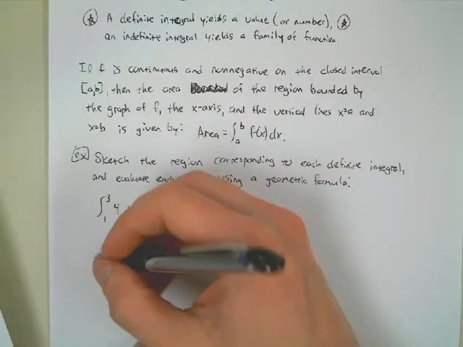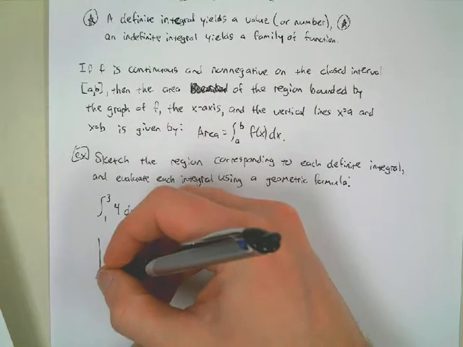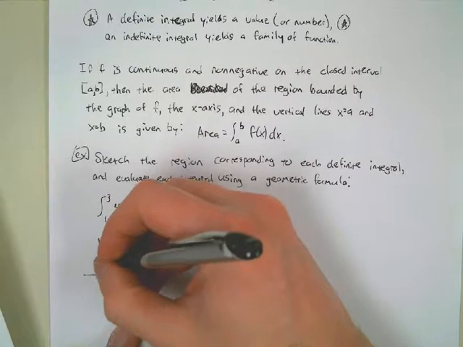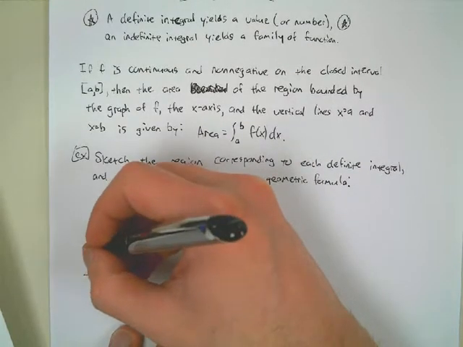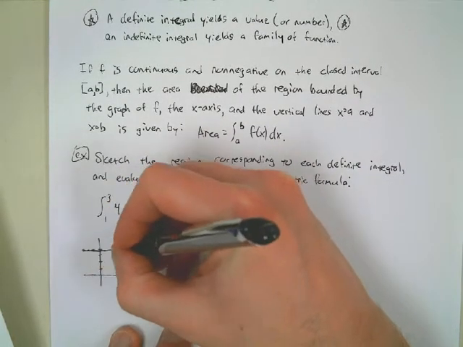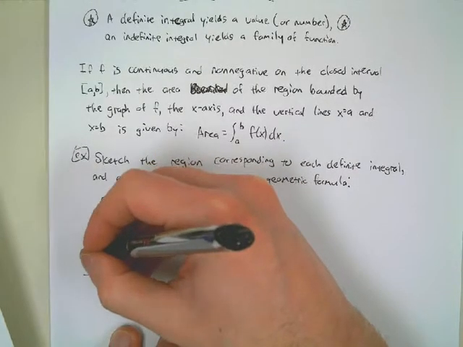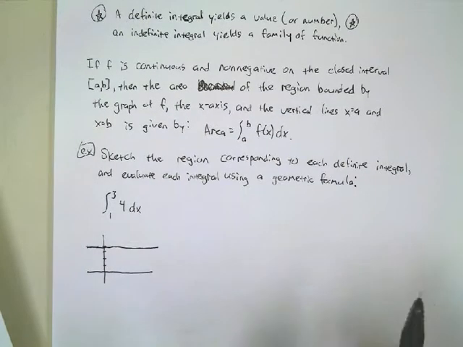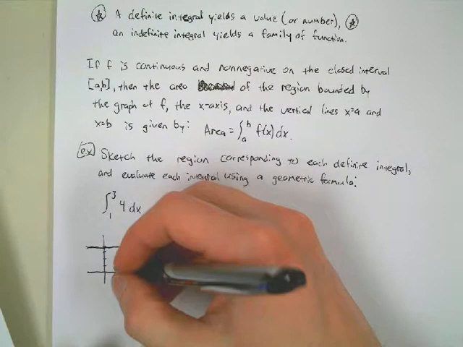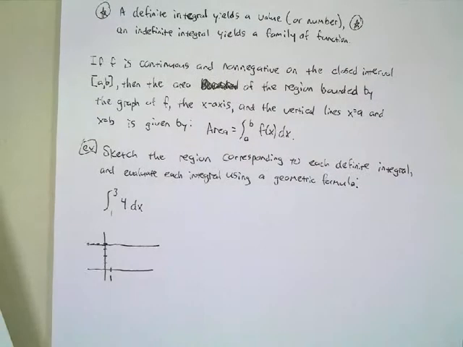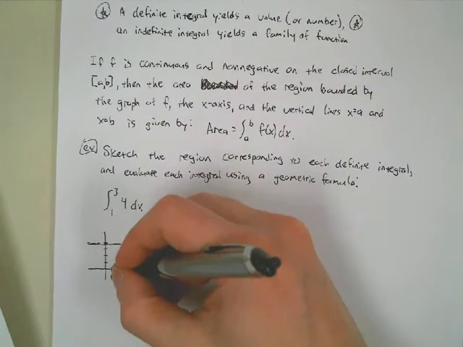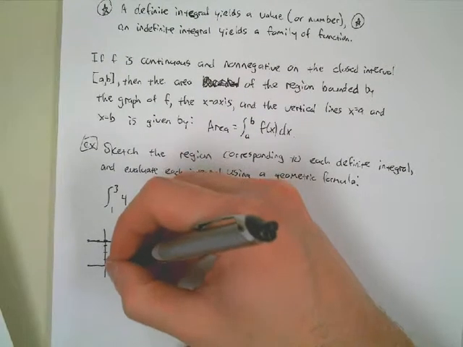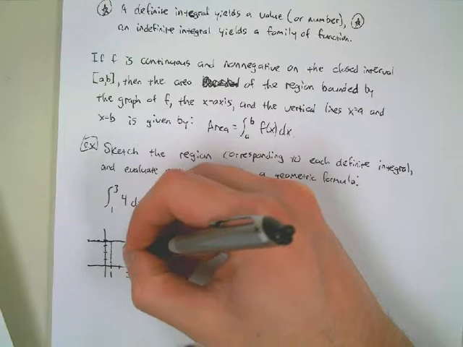What's the graph of f of x equals 4? It's a horizontal line through 4, right? So we'll just sketch that line right there through 4. And we're integrating from 1 to 3. That means our left boundary is at x equals 1, and our right boundary is x equals 3, the vertical line x equals 3.